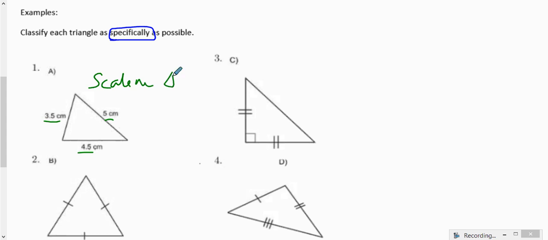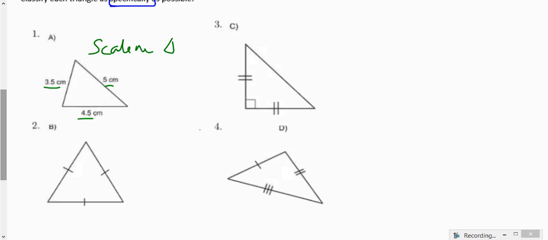The second one, we have tick marks that represent that all three sides are equal length. Therefore, this is an equilateral triangle. Number 3, we have two sides of equal length given, which makes it an isosceles triangle.